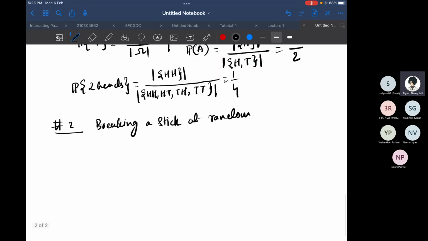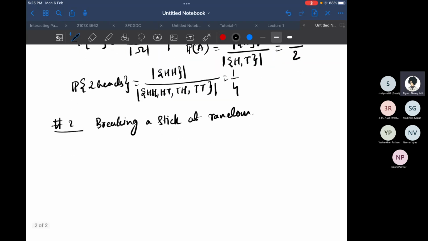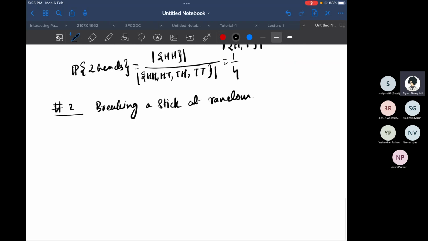But if I come here, to breaking a stick at random, and I ask you what is the probability of breaking the stick at the middle point, at 0.5.